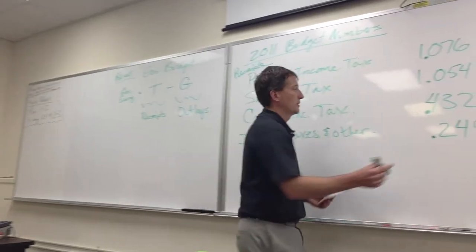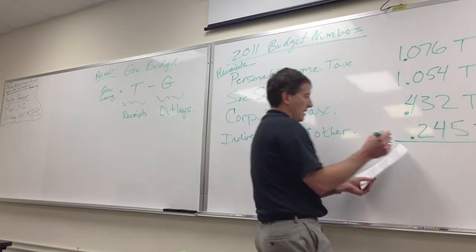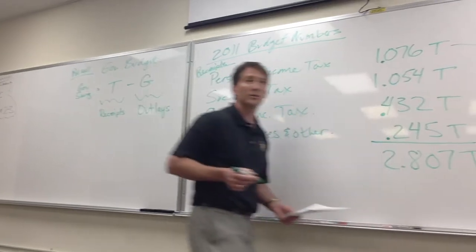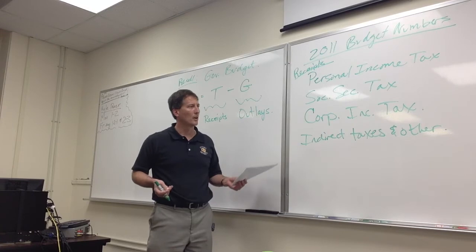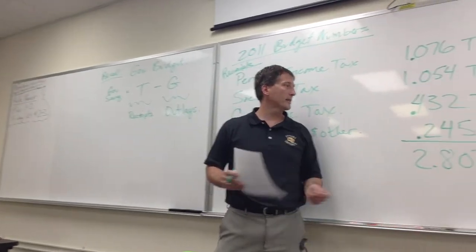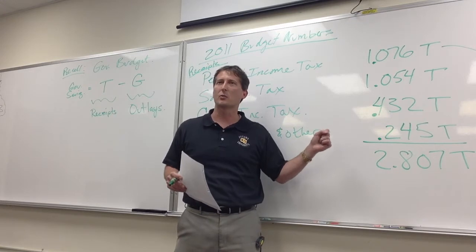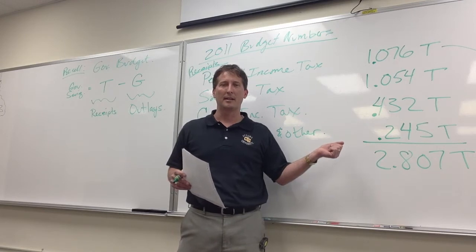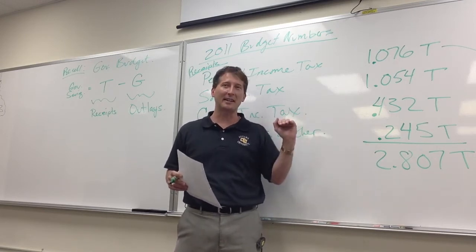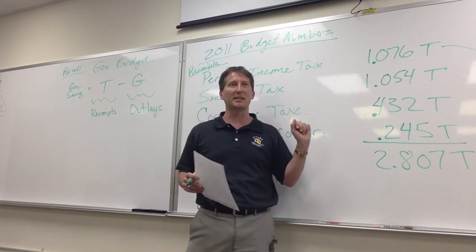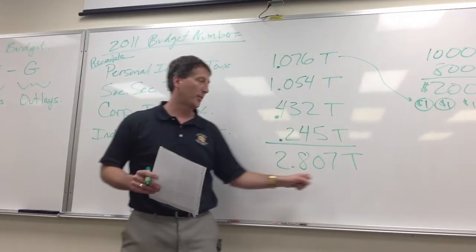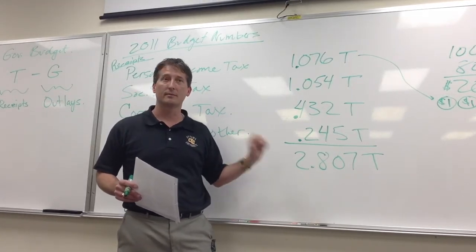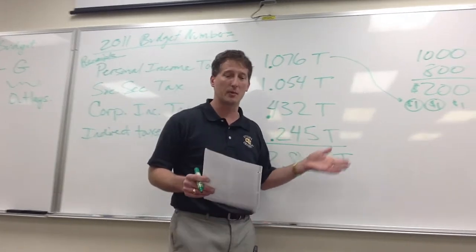Giving us total receipts here of $2.807 trillion. What is our gross domestic product, roughly? How many trillions? 17. It's approaching there, not quite there, but 15 trillion, 14 to 15 trillion dollars. 3 trillion of it is going to income tax, right? Or is going to the government in the form of taxes this way.